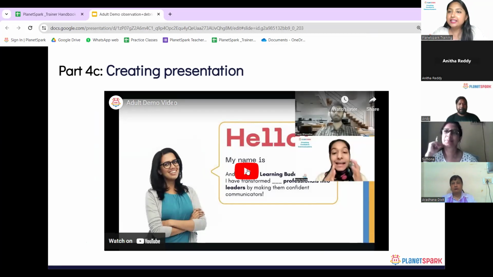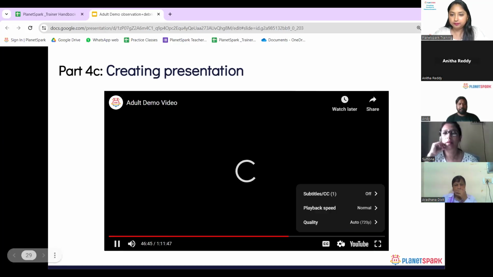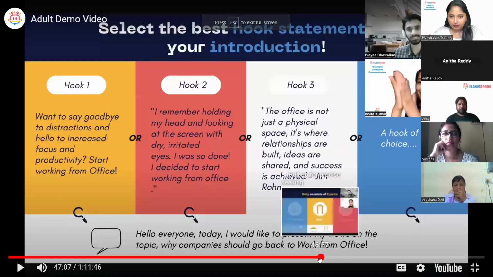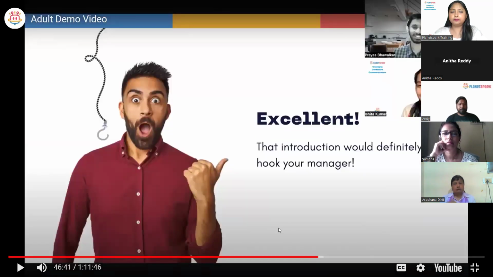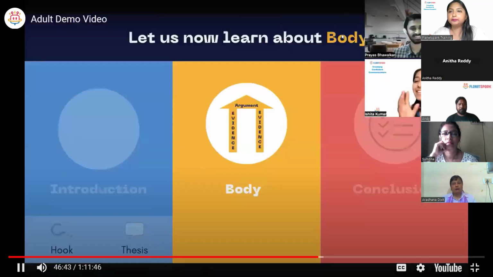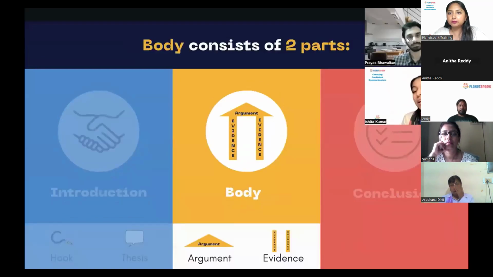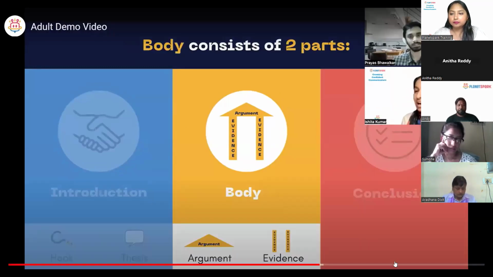Okay, so this is the second part. This is the body. Let's have a look. Now, a body has two parts. Which are these two parts, Prayas? Can you please read these out? Argument and evidence. Argument and evidence, right?